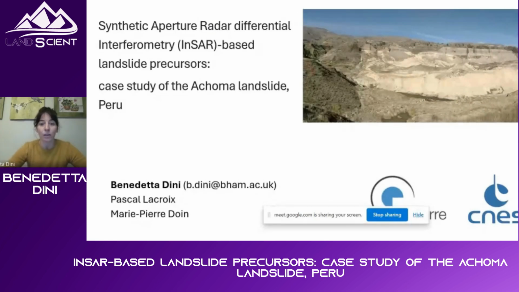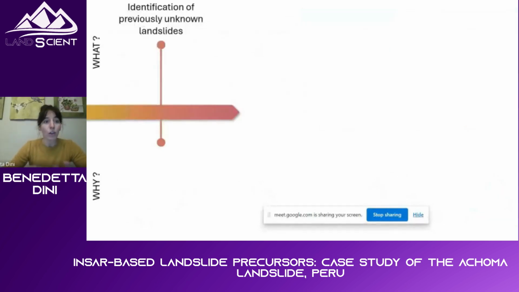So my presentation is going to focus on results from synthetic aperture radar differential interferometry, and specifically on landslide identification, but also landslide precursors. And I will devote the second half of the presentation to the case study of a landslide in Peru. So I just want to give a little bit of context for those not overly familiar with InSAR, to give a feel for what we can actually do with landslides. And it's not meant to be autoreferential, but I will use largely my work to give you this context.